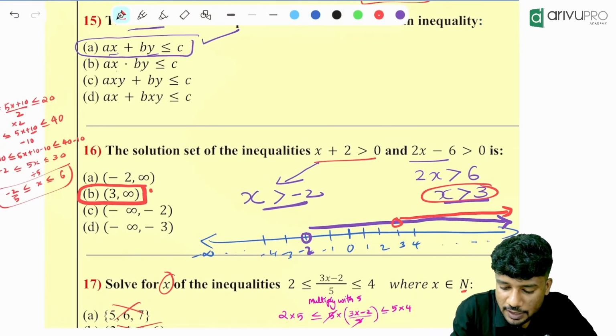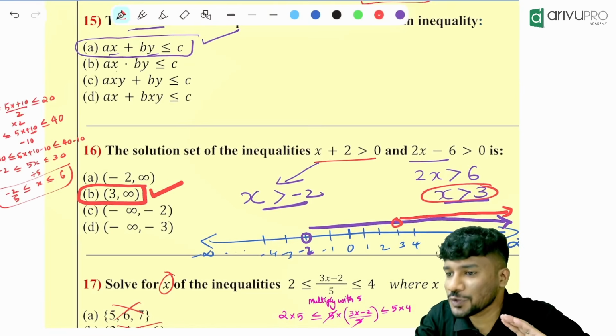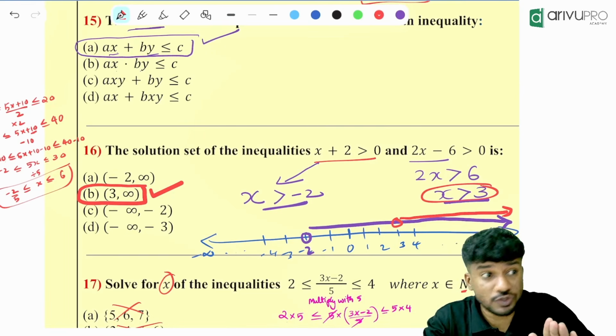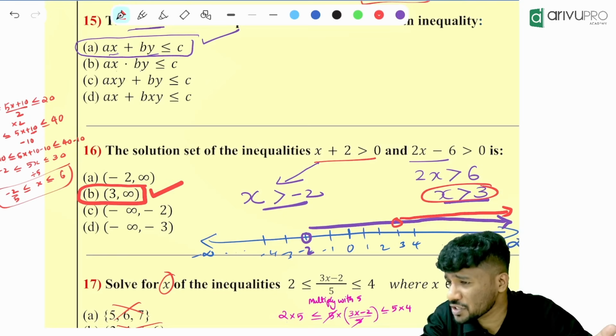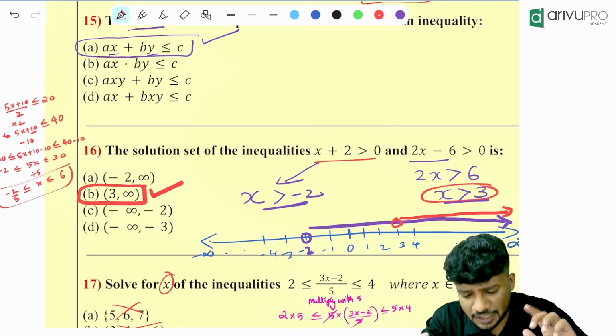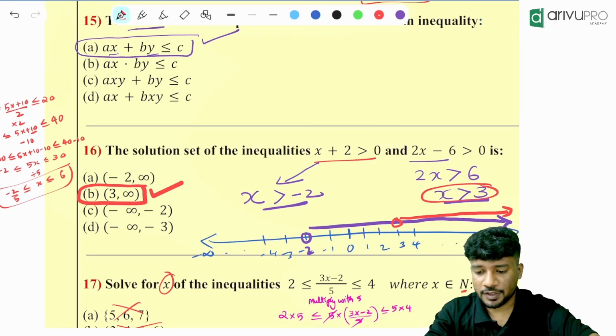Option B is your answer. 3 to infinity is your answer. Are you getting it, people? Yes. So that's how you solve when two given equations are there. Just draw a number line and go for it. Or option hitting, how to do it is very easy.